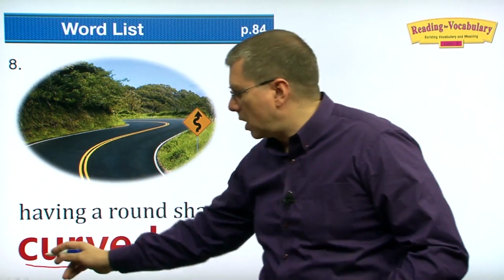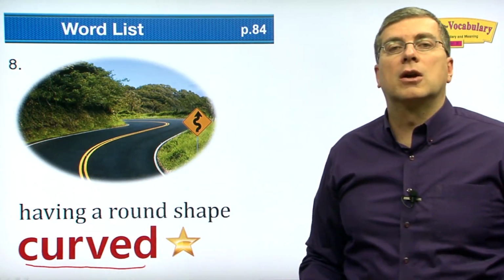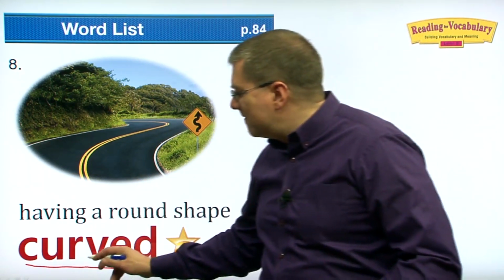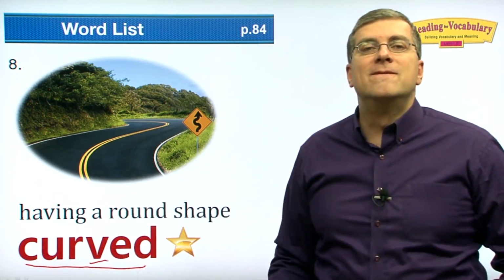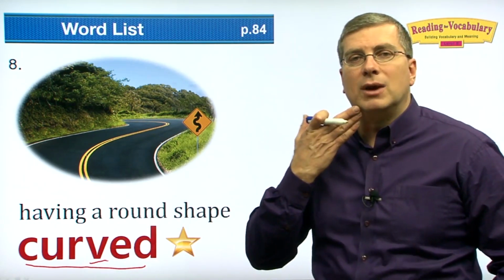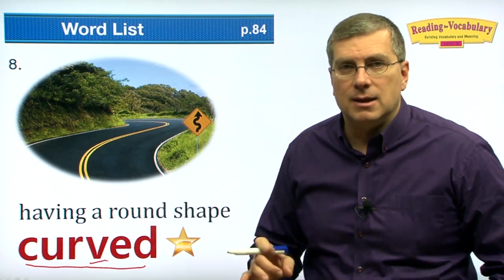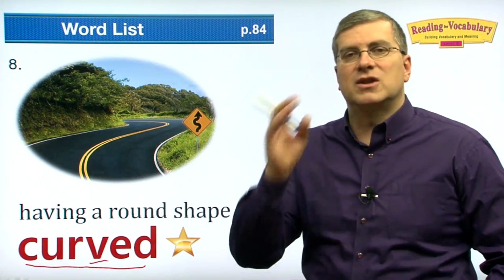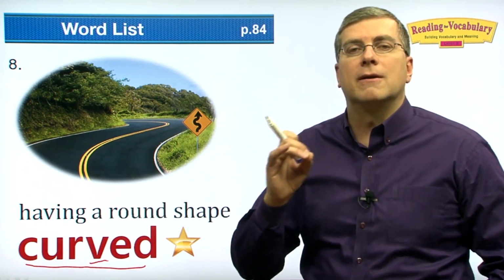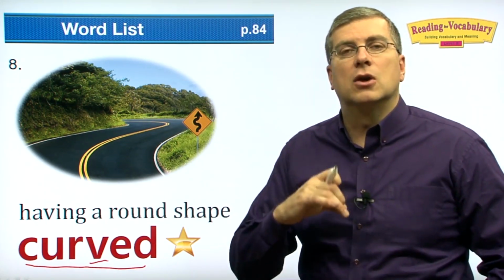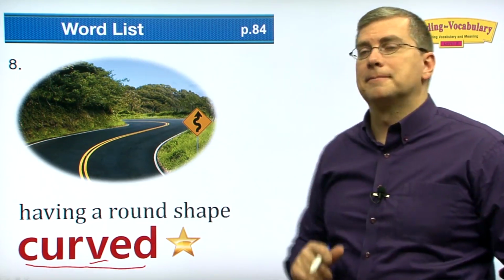Now this might be a little hard to pronounce. Curved. Remember the V sound right in the middle. V. And you make a little vibration with your throat. V. So curved. Curved. And then you stop it with the D sound. Curved. Curved. So curved. Okay?